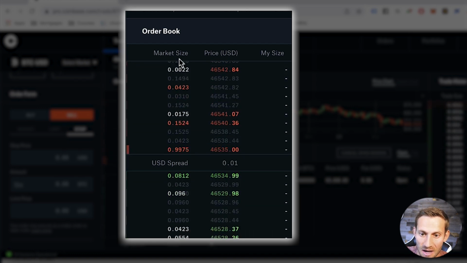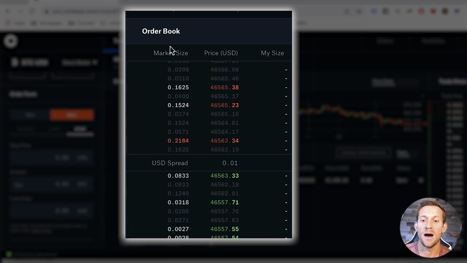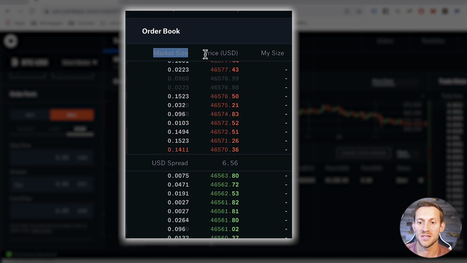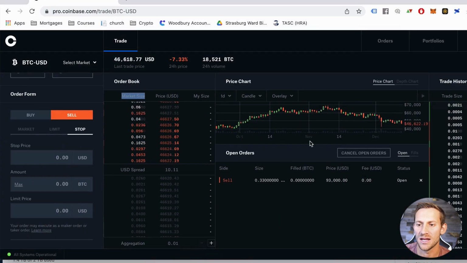And you can see this is how big it is. It's moving so fast you can't even see, but this is how much Bitcoin someone sold, right? And this is the price they're selling it for. And you can see it's moving so fast. It's just constantly being bought and sold right now. So you can always look at that and kind of see something.